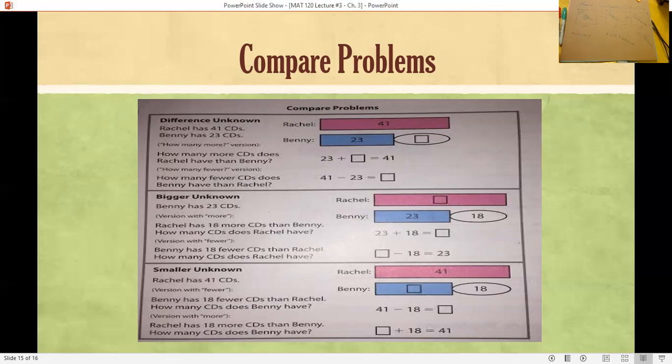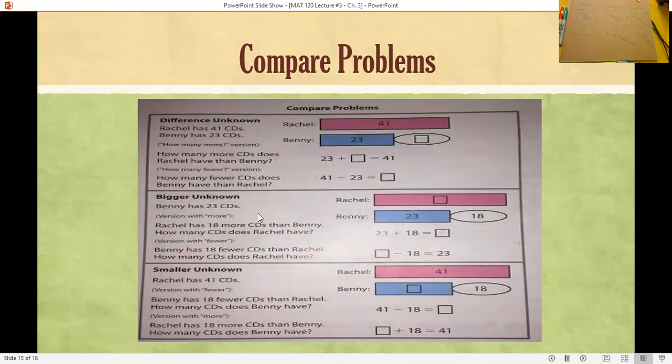So here's what the strip diagram looks like for this scenario, and here's what the structure looks like. And we're expecting that if you're reading something like Rachel has this many, Benny has this many, and then there's a question like this, you're able to come up with this kind of a strip diagram. And notice the strip diagram is showing a little bit of an oval to represent what the thing is that you're looking for, okay? Then we have the bigger unknown.